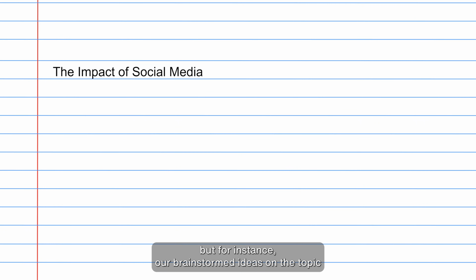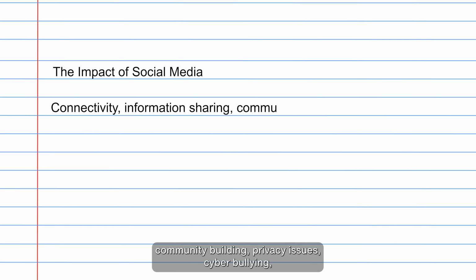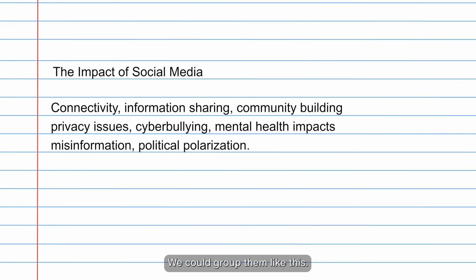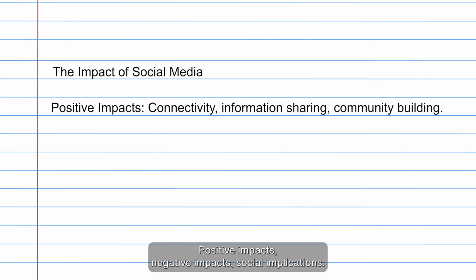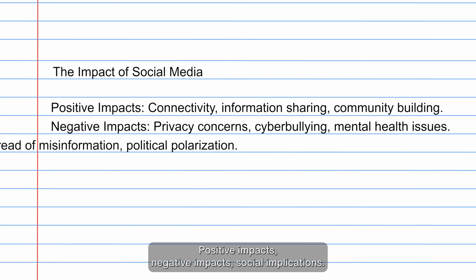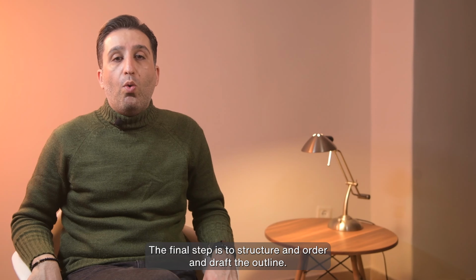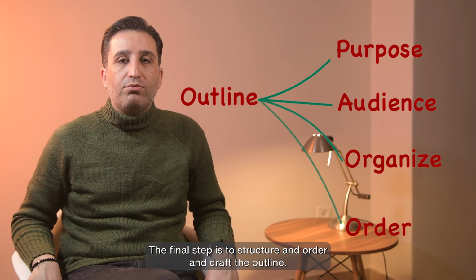But for instance, our brainstormed ideas on the topic are connectivity, information sharing, community building, privacy issues, cyberbullying, mental health impacts, misinformation, political polarization. We could group them like this: positive impacts, negative impacts, social implications. The final step is to structure and order and draft the outline.